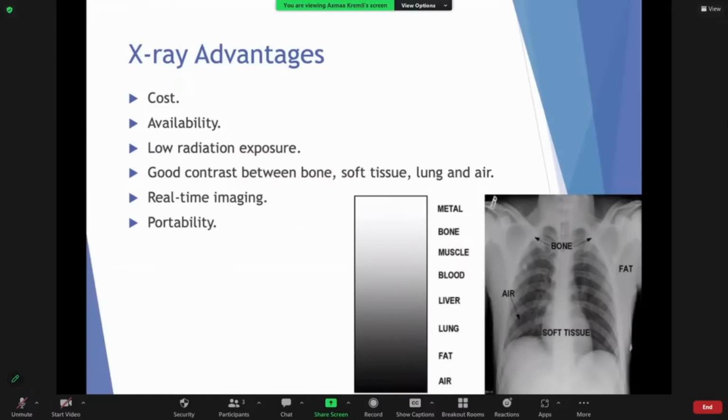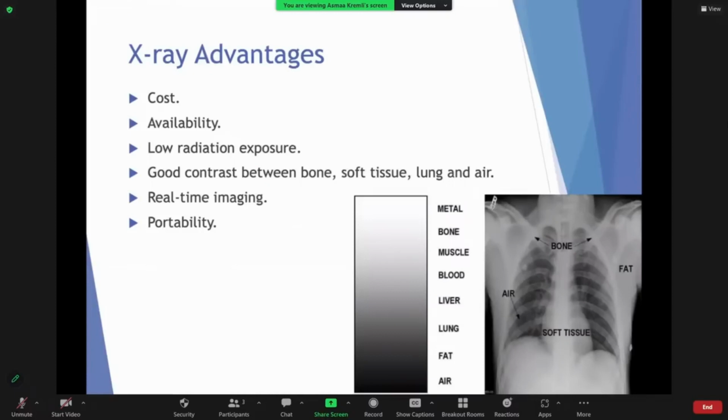And then we have the contrast advantage. It has good contrast between bone, soft tissue, lung, and air. For example, in this diagram here, we can see a chest radiograph. It will show the image from white to black colors: white, or radiopaque, being the bone, and gray, either light or dark gray, being the soft tissue, and the black, or radiolucent, representing air.